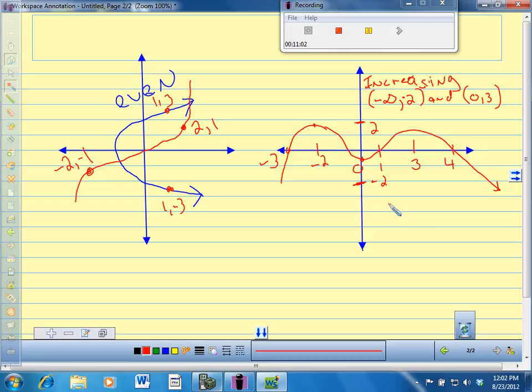And then this would be decreasing where? Hannah? Negative 2 to 0, and then where else? And from 3, perfect. 3 up to, it looks like it goes on forever. Any questions on what increasing or decreasing means? Okay. We're not done yet, but I could pause.